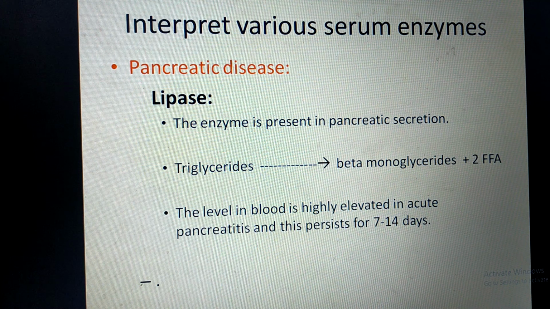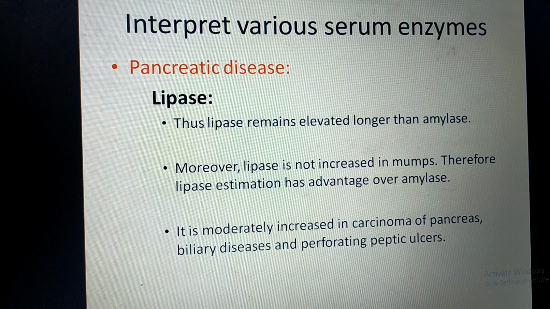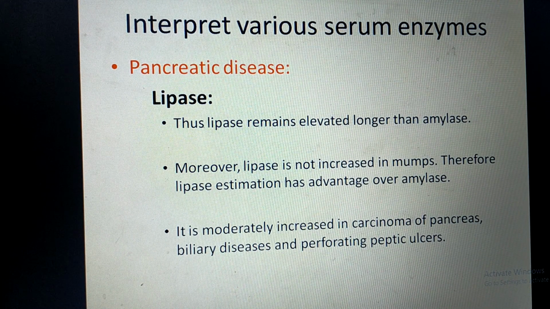The enzyme is present in pancreatic secretion which regurgitates back into the blood. Now this lipase acts on triglycerides and removes the two fatty acids from first and third carbon of glycerol molecule and converts the triglyceride into beta monoglycerides. The level of this enzyme in the blood is elevated in acute pancreatitis and it may persist for 7 to 14 days. Thus, lipase remains elevated longer than amylase.